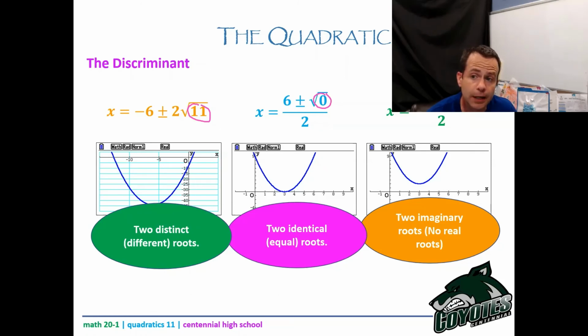And then here we had the square root of a negative number, and that's where everything fell apart because I can't take the square root of a negative number, and that's where the no real roots comes from, or the two imaginary roots. Okay.